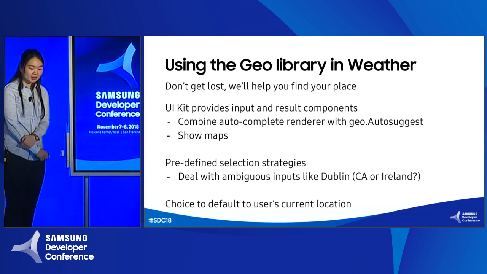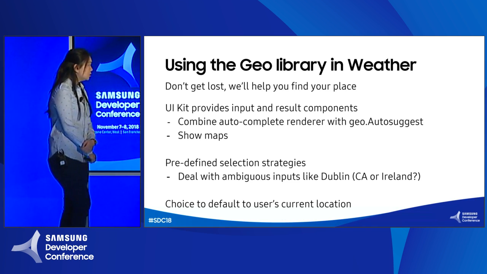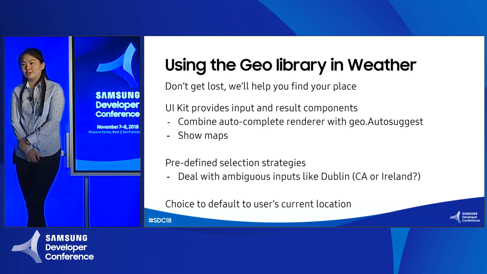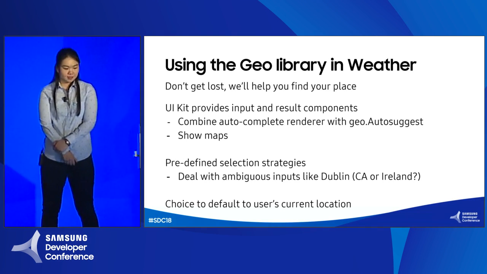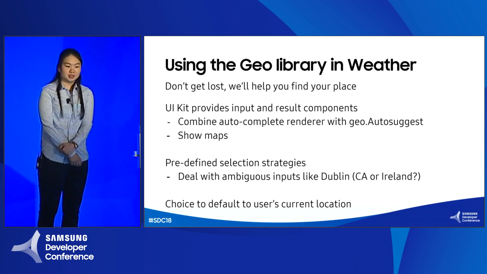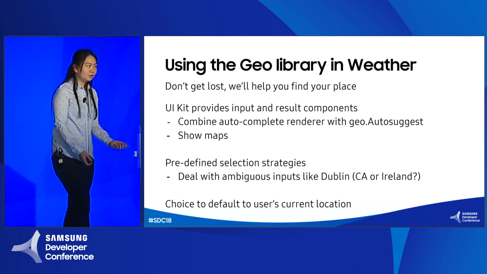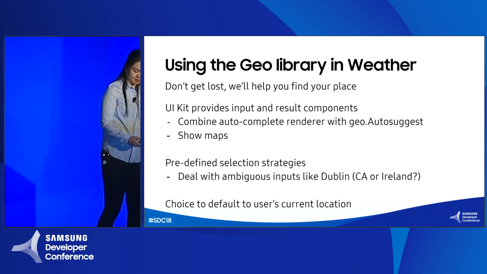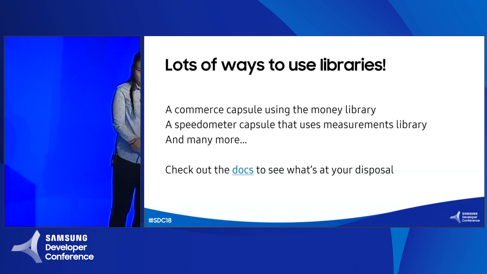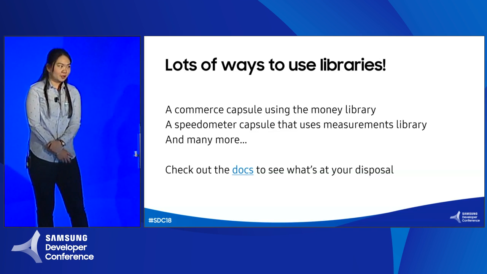Alex had talked about this idea of Dublin CA versus Ireland earlier. These are predefined selection strategies that are already in place in the geo library. And then we also help you deal with a user's current location too. So if your user doesn't want to say where they're checking the weather, you can default to that. And that was just geo and weather and time and space resorts.